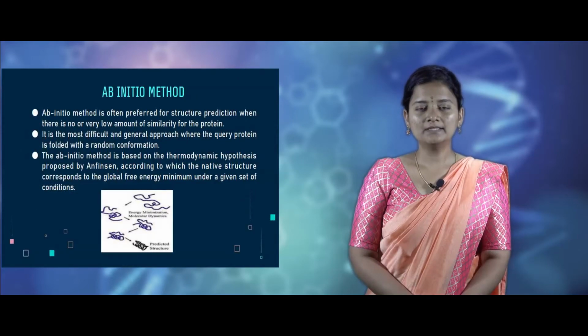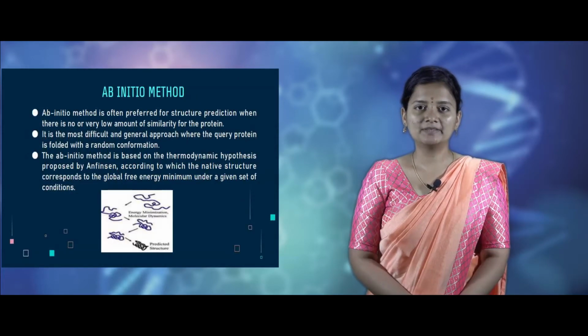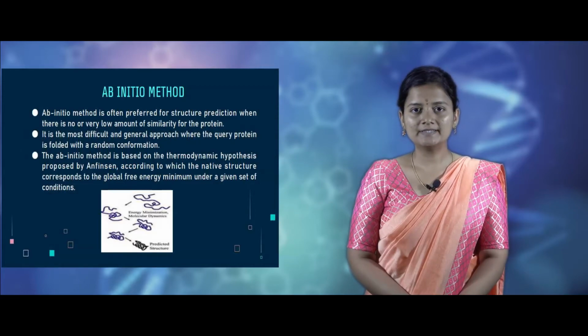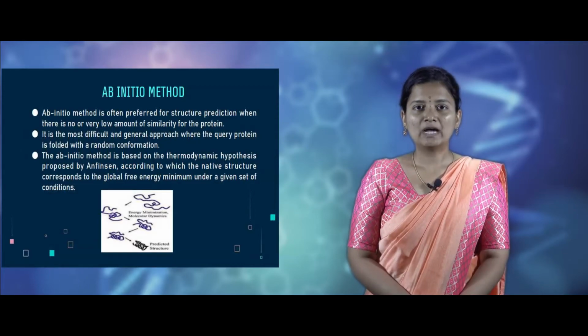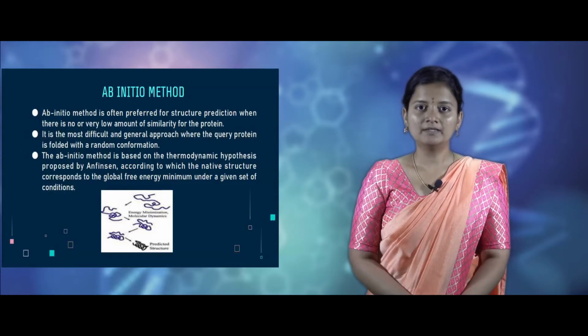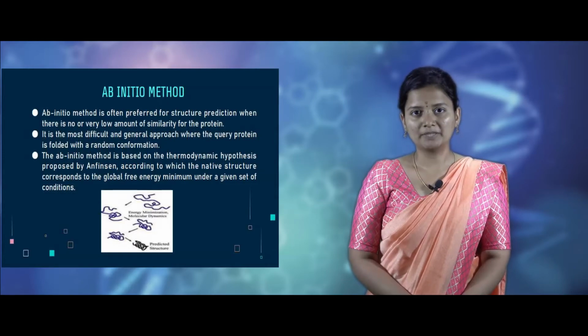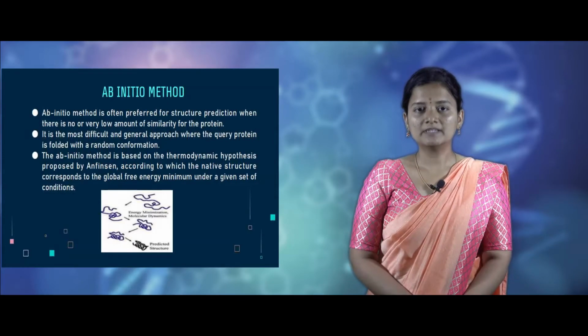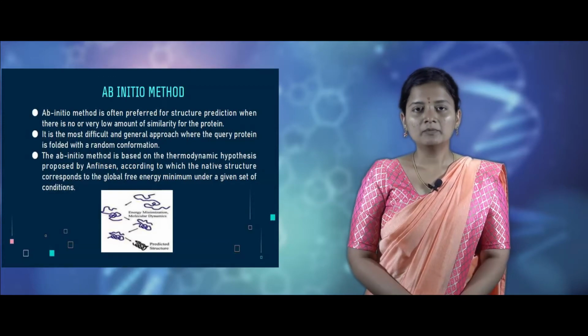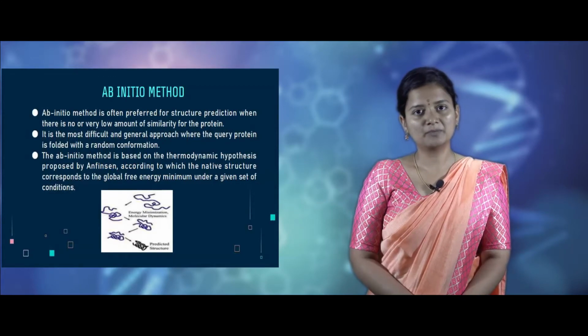Now we are going to look at the third and final computational method to predict protein structure, that is the ab initio method. The ab initio method is preferred when there is no sequence similarity or very little sequence similarity of our target protein with our template protein. This ab initio method is a very difficult process where proteins are folded into different conformations.